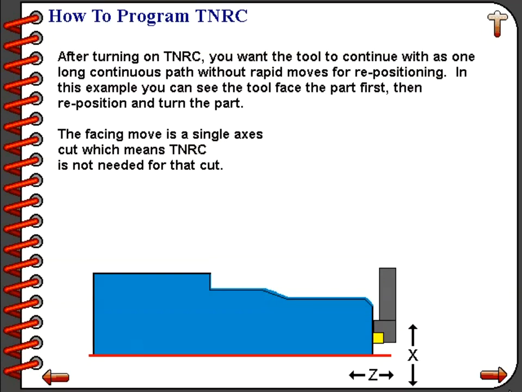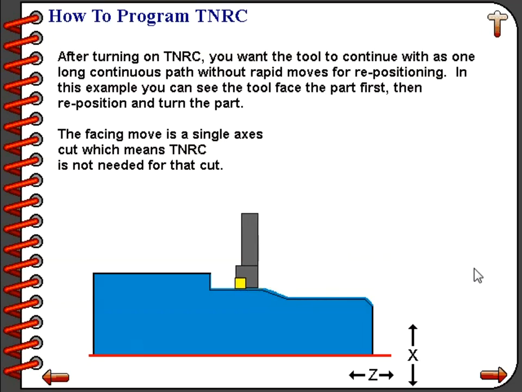What I want you to look at on this particular slide is how the tool comes in and performs a facing operation, then makes a rapid positioning move to position the tool properly to come in and finish turn the part. Now, as mentioned earlier, we really don't need to have tool nose radius compensation turned on for a straight facing cut because we're only moving one axis, the X-axis.